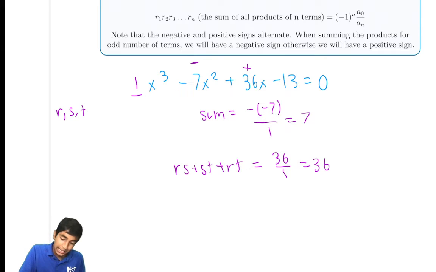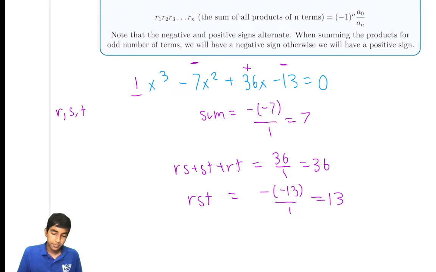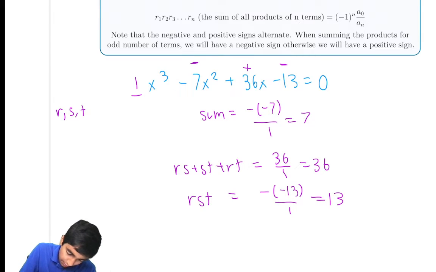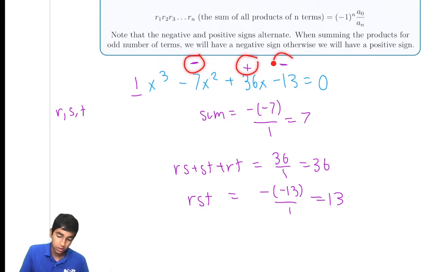And then we go back to negative. So r times s times t is just negative of negative 13 over 1, which is 13. So the key here is that we always alternate, starting at negative, then positive, then negative, then positive, and so on. And if it's helpful, you can write them out like this, like I just showed. You can write out negative, positive on top of the coefficients.